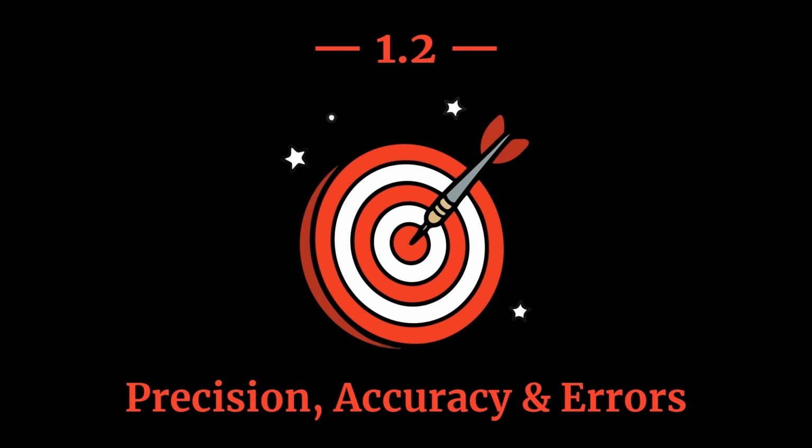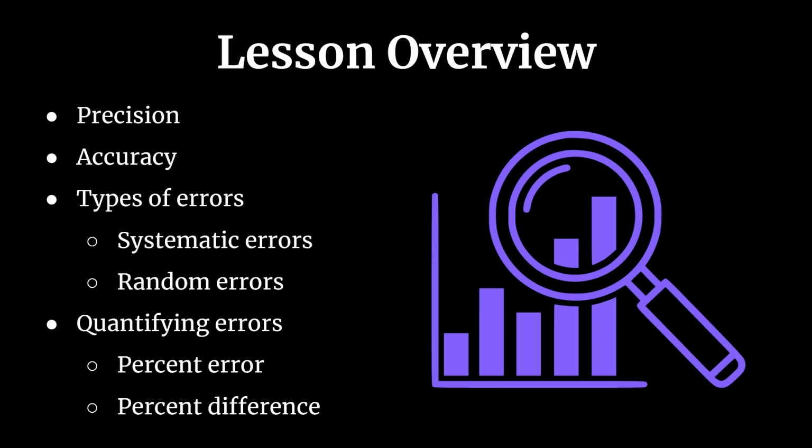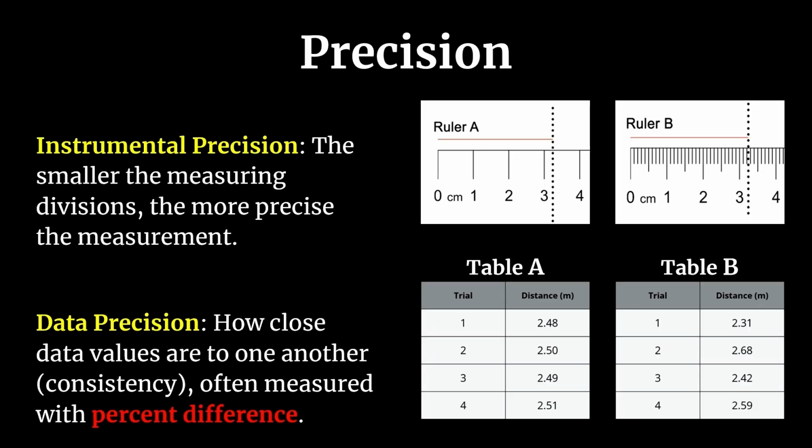Welcome to Lesson 1.2, Precision, Accuracy, and Errors, the second video in a series where I teach you all of grade 11 physics. In this lesson, we'll be going over precision, accuracy, systematic and random errors, as well as how to quantify these two kinds of errors with the terms percent error and percent difference in order to understand errors numerically. Firstly, let's begin with the term precision.